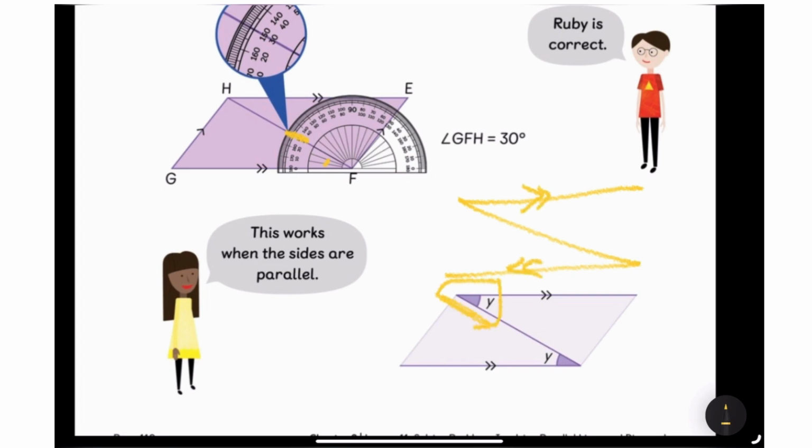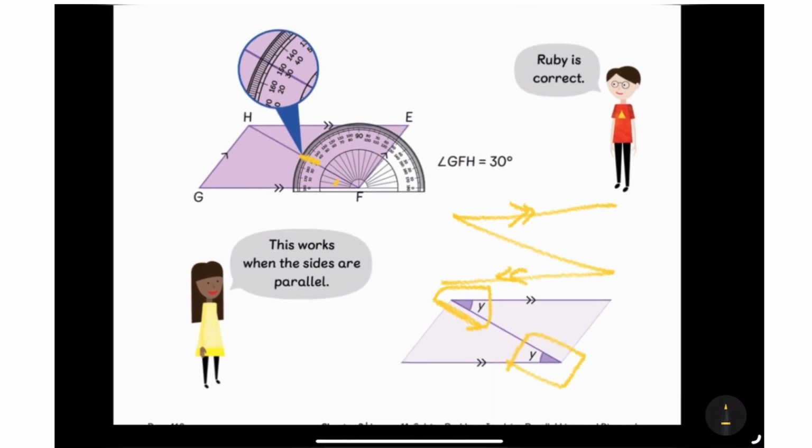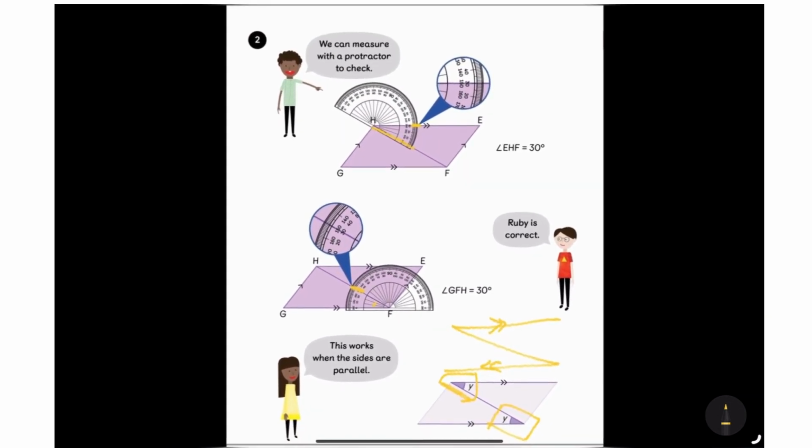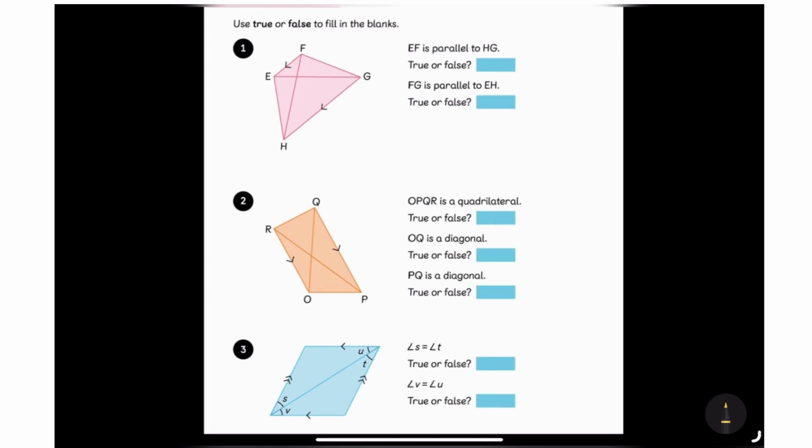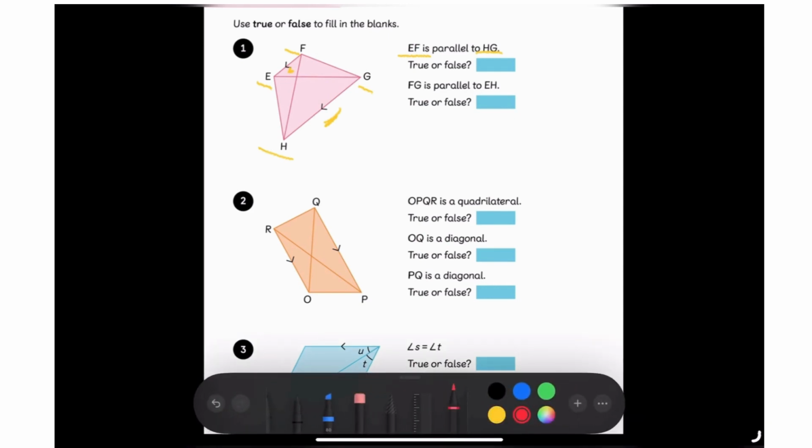Let's go ahead and dig a little deeper. EF is parallel to HG. Let's look at it. EF is parallel to HG. I will say it is true. Why? The reason is these two arrows of parallel lines you see. These arrows are giving us a hint that they are parallel. Therefore, I will say this is true.